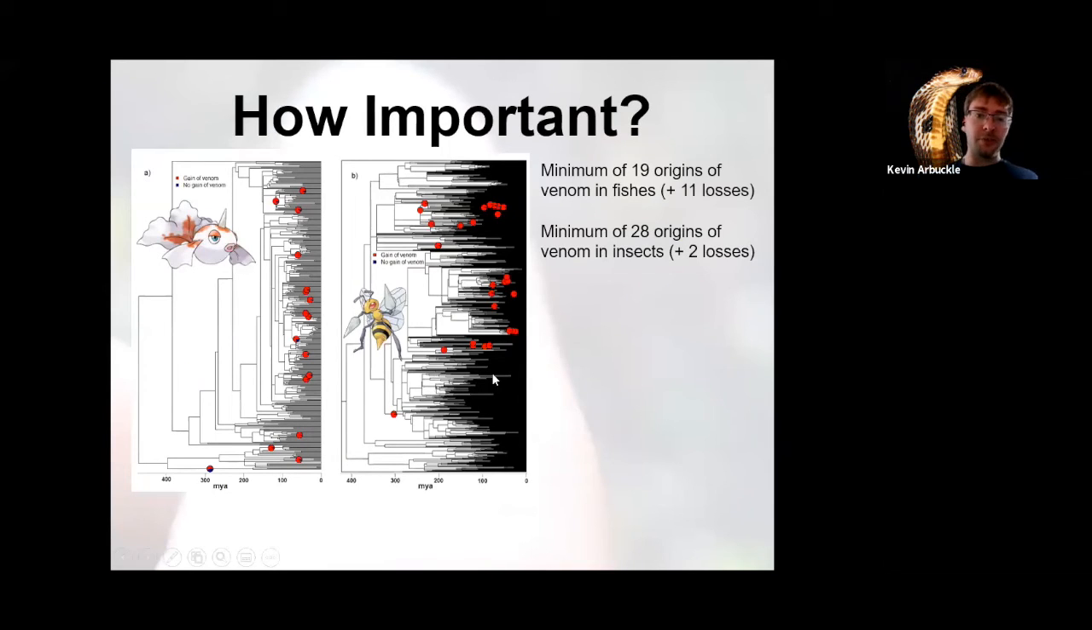Using ancestral state estimations, we managed to find that in fishes, venom has evolved a minimum of 19 times and been lost in over 11. And in insects, we find 28 origins at a minimum of venom in insects with up to 2 losses. This is just the family level. More than that if there's been gains and losses within families.